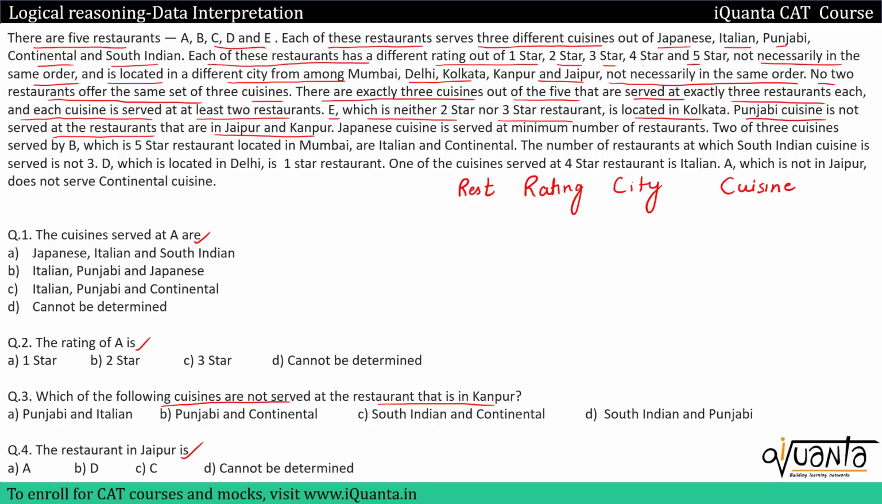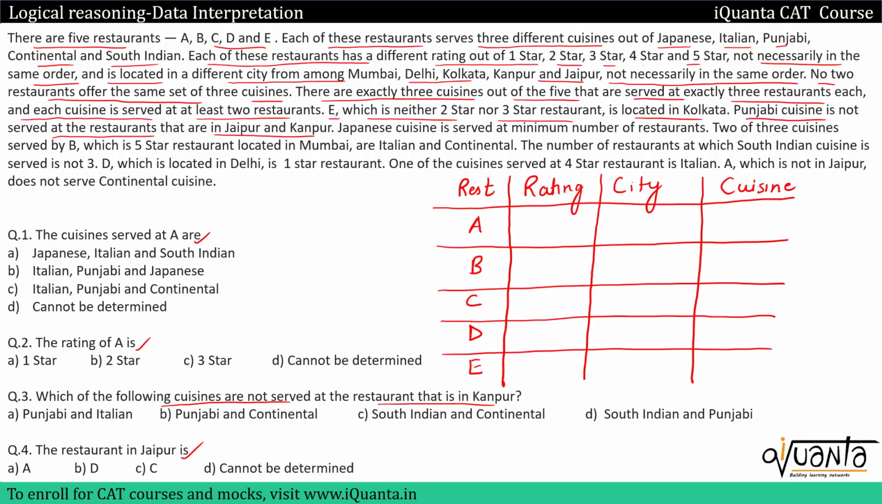I'll write down the names of all the restaurants over here: A, B, C, D, E, and parallel to that I'll keep writing down their rating, city and cuisines. So this is my table. Now whenever you have a question where you have to fill a table, you will always proceed with the direct clues like in arrangements. So direct clues are something that can directly be put into our table.